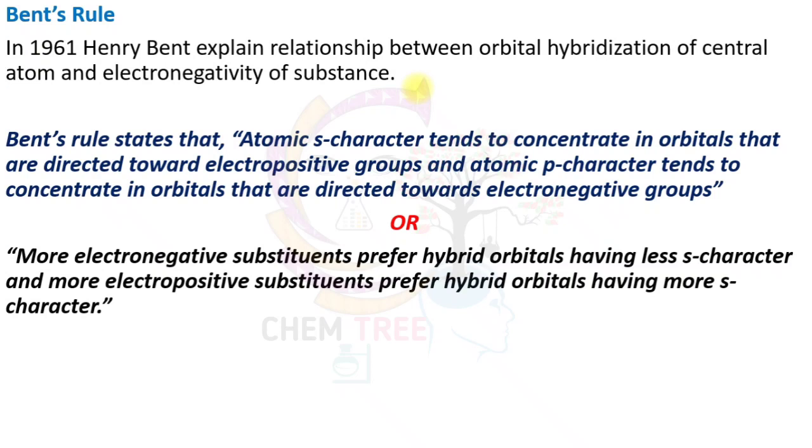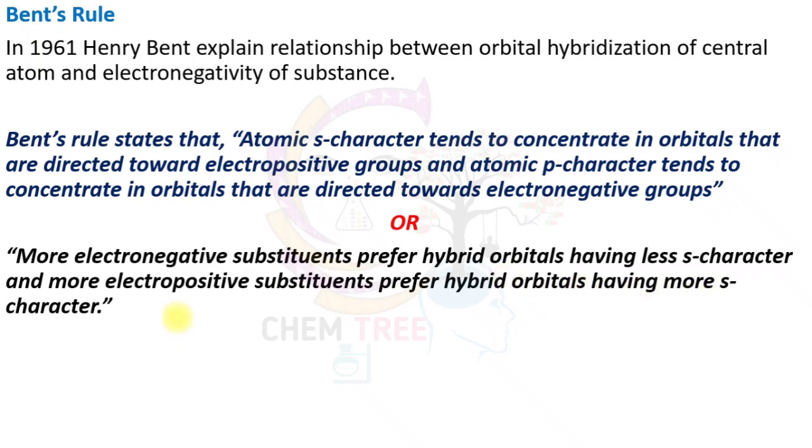According to Bent's rule, atomic s character tends to concentrate in orbitals that are directed toward electropositive groups, and atomic p character tends to concentrate in orbitals that are directed towards electronegative groups. Or we can say: more electronegative substituents prefer hybrid orbitals having less s character, and more electropositive substituents prefer hybrid orbitals having more s character.